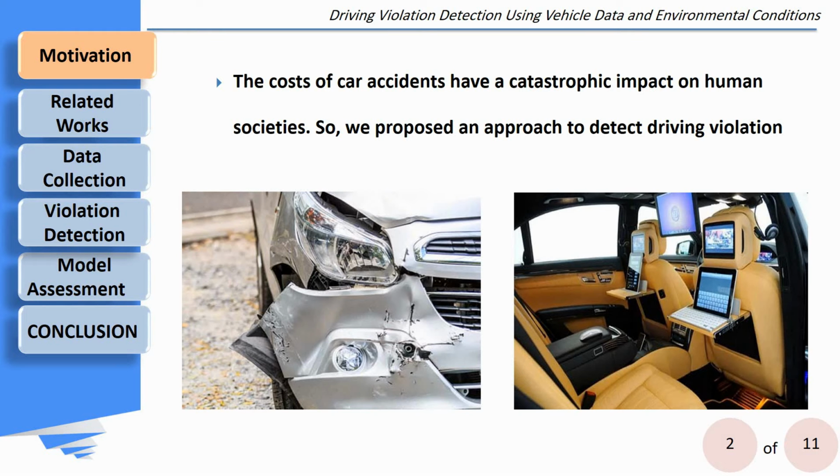Nowadays, car accidents have a catastrophic impact on human societies. To this end, a number of studies have been conducted to design systems that are able to detect driving violations. Similarly, the present study proposes an approach that is able to detect and classify the driver's behavior into two categories, labeled traffic offenders and non-offenders, using information collected via vehicle sensors and devices, such as a smartphone.